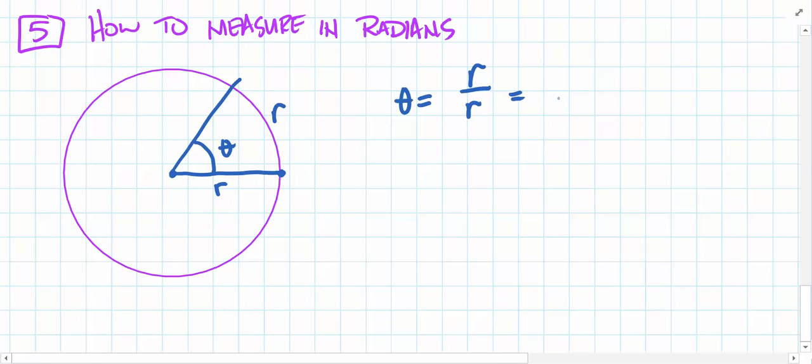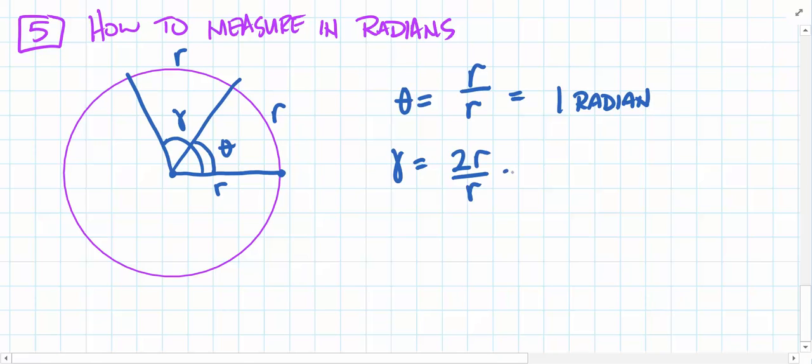So theta represents 1 radian. Okay? Let's go around here again, and let's go this angle. And let's call that angle lambda. And let's give ourselves another radian. So lambda is equal to 2 radians divided by my radius, which just gives me 2 radians. Okay? I'm developing something here.